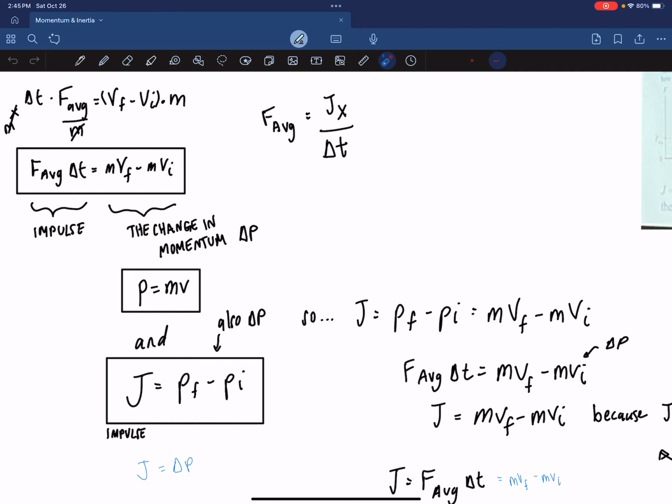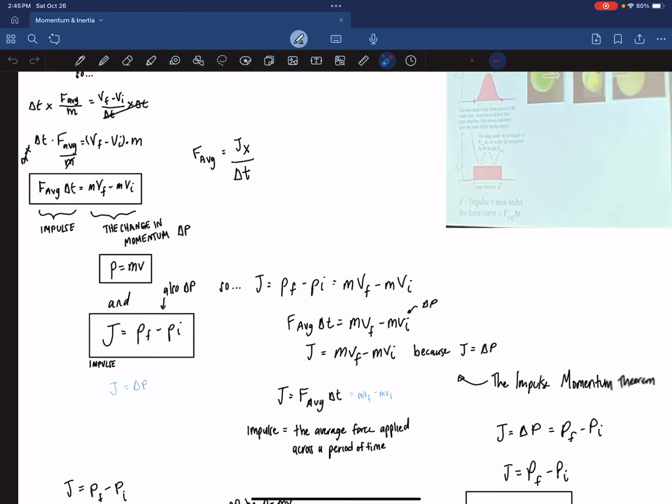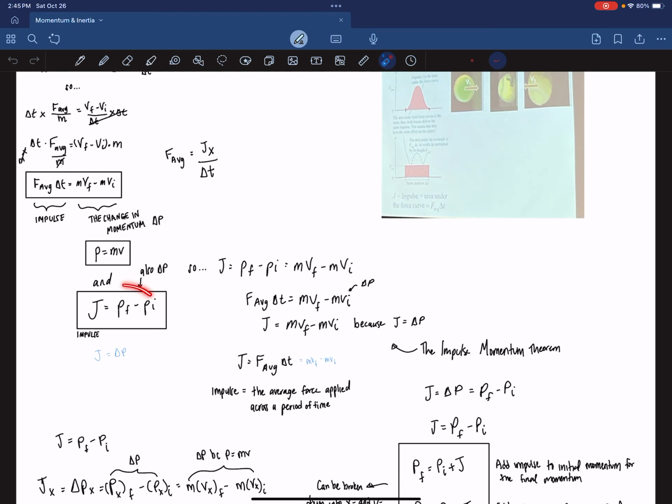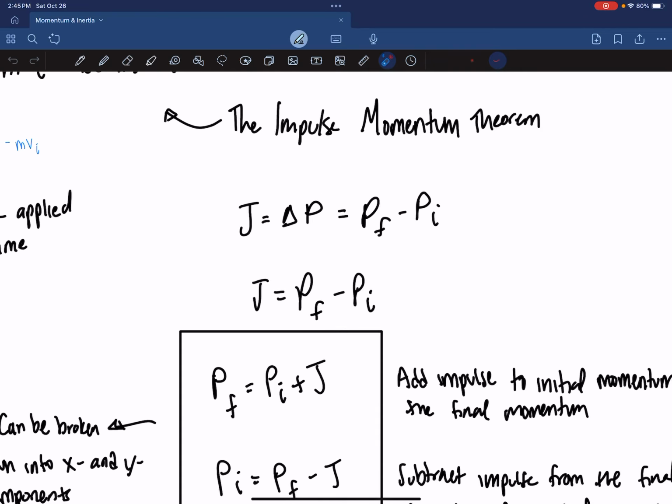So depending on what problem you're given, you can use these different equations. If you had a problem that gave you mass and velocity, you'd use this. If it just gave you momentum, you'd use this. Things like that.